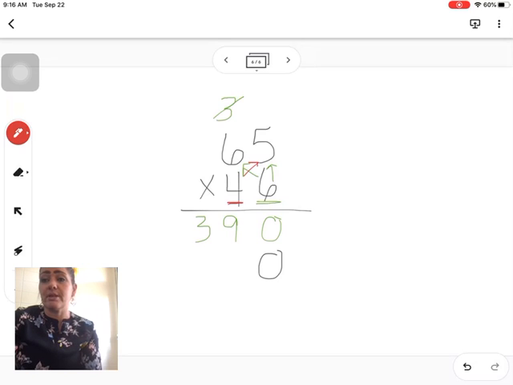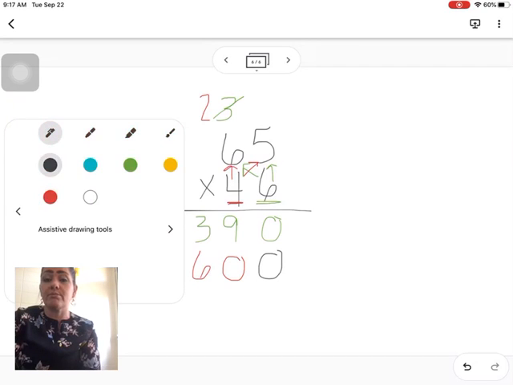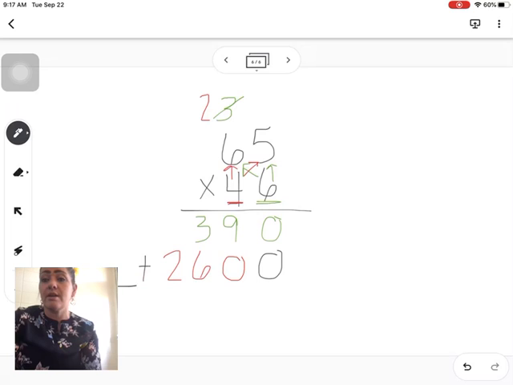Then I'm going to do 4 times 5 equals 20. Put the 0, carry the 2. So see, I need to make sure that I know which number to add. So now I'm going to do 4 times 6 equals 24, plus 2 equals 26. I have no numbers to regroup, so I put it in my answer. I'm going to add these. So 0 plus 0 is 0, 9 plus 0 is 9, 6 plus 3 is 9, and 2 plus 0 is 2. Again, I'm going to round real quick.